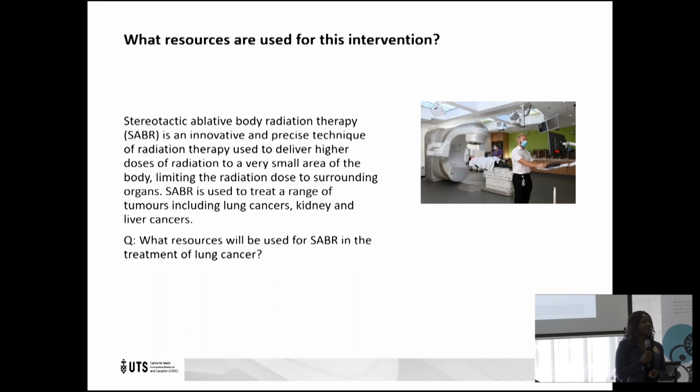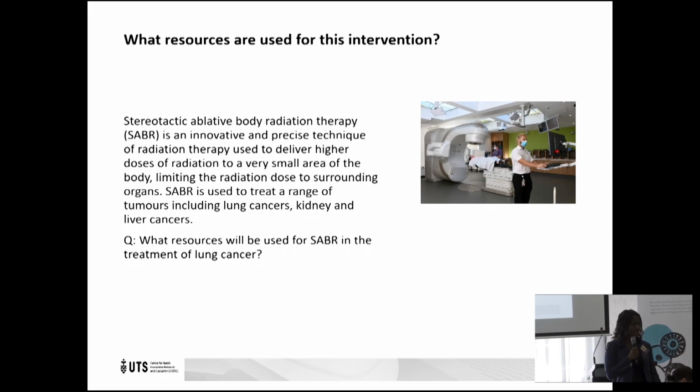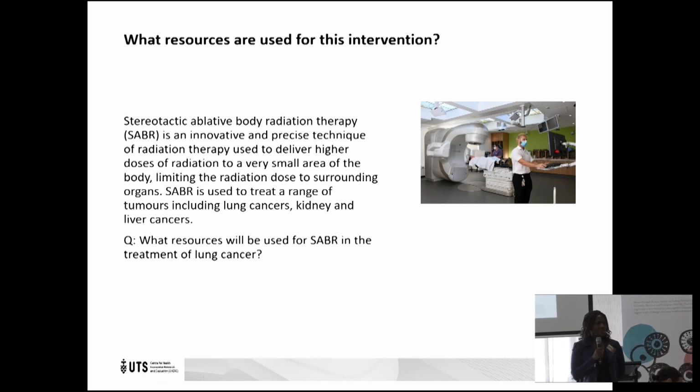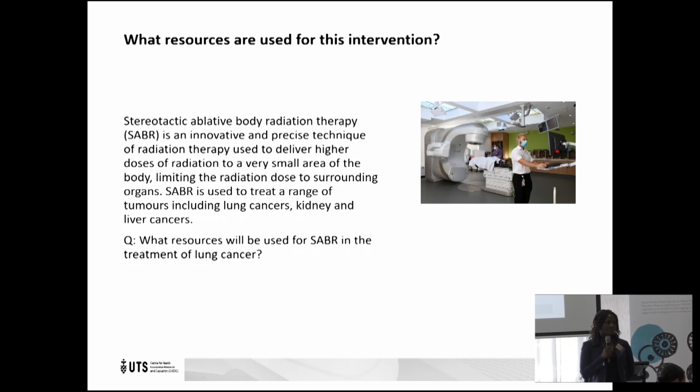You need the machine. You need the radiation therapists who will deliver the care. Yep. You need the nurses who will provide patient care to the patient around the treatment. You need the people who run radiation therapy units, so all the admin staff, cleaning, all that kind of thing, but I guess they're indirect costs. But yeah, that's all I can think of. Yep. There's someone at the back too.